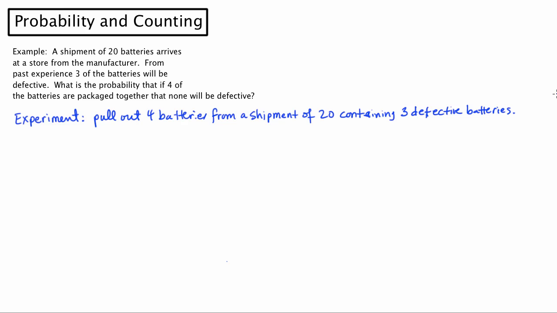Alright, as we go through this, it's often a good idea with problems like this to draw some sort of diagram or to mark out exactly what's going on. And so up here in the corner, I'll just go ahead and say that we've got our batteries. We've got 3 defective batteries. So these are the defective. And then we have good batteries as well. And there's going to be 17 of these in total.